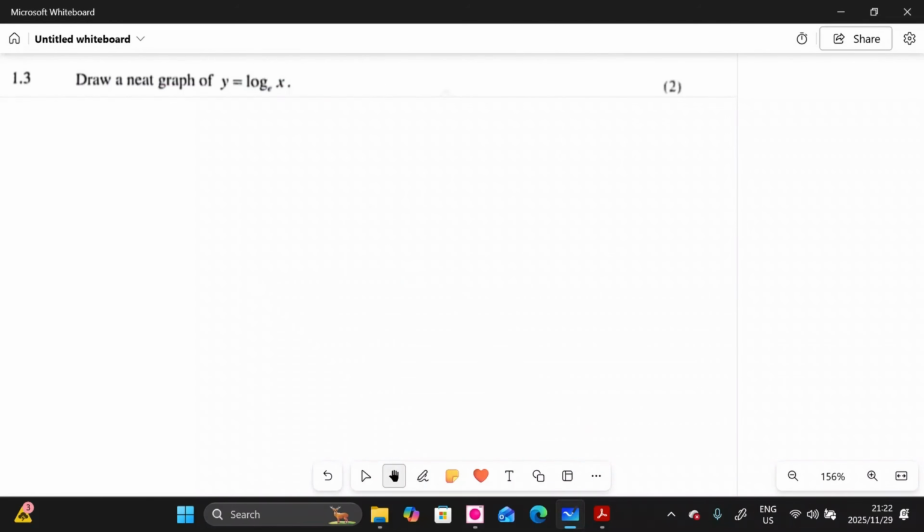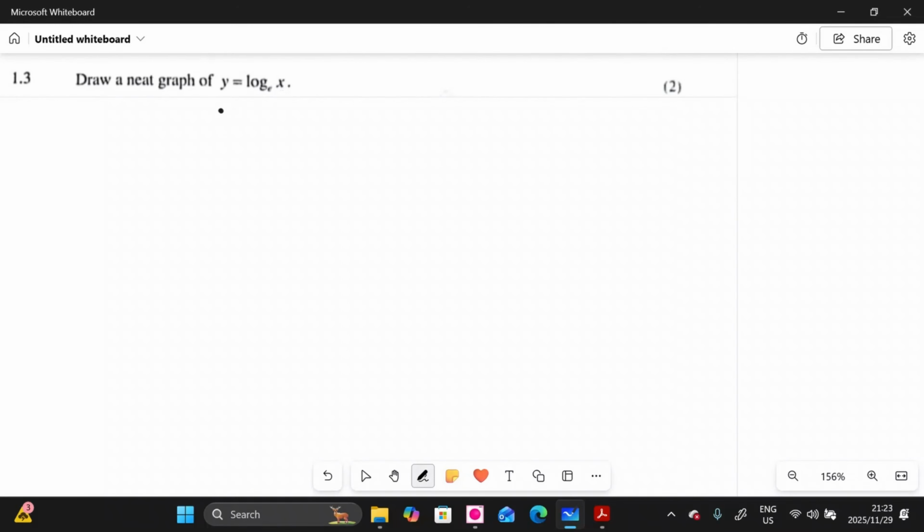I think it's time for us to do 1.3. So let's look at 1.3. All right, let's look at 1.3. Now, in 1.3, they want us to draw a new graph of y is equal to log base e of x.